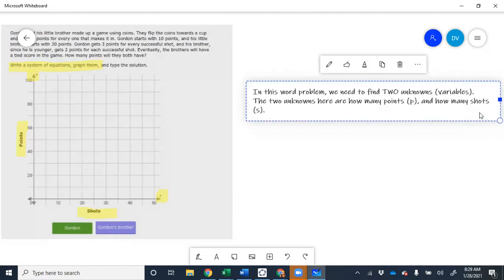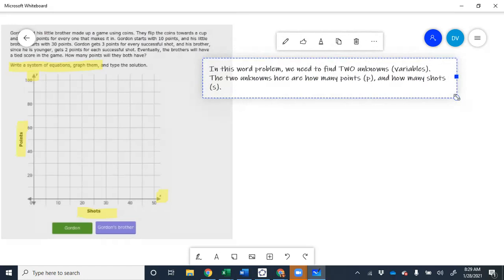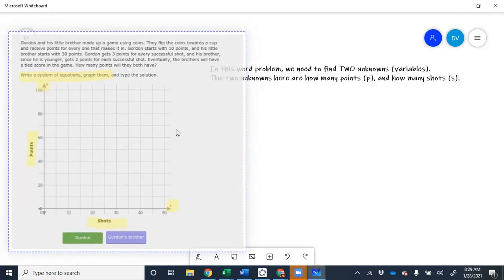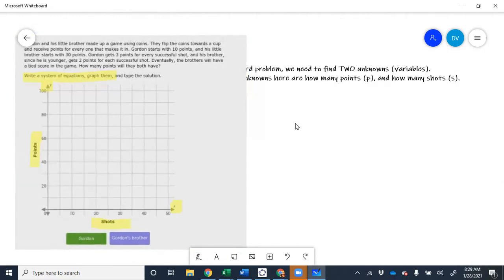Just get my notes so we can all see them better. Okay, so in this word problem, we need two unknowns. So let me move this so that we can read it better. And let's use two different colors. They used green, and I'll use it too. Green for Gordon. So for Gordon, it says he starts with 10, and Gordon gets 3 points for every shot.